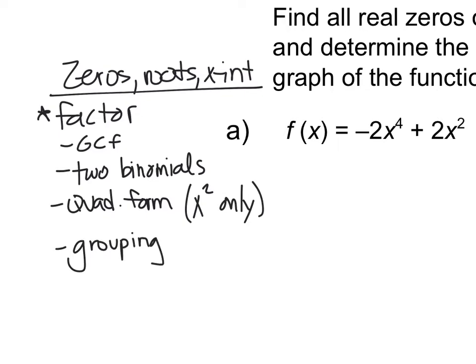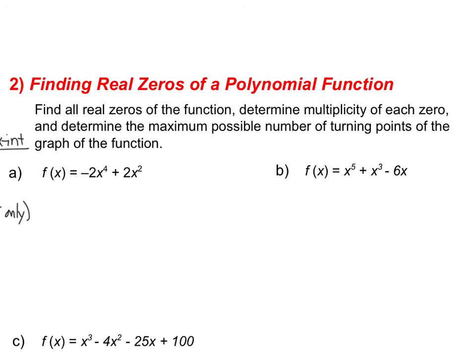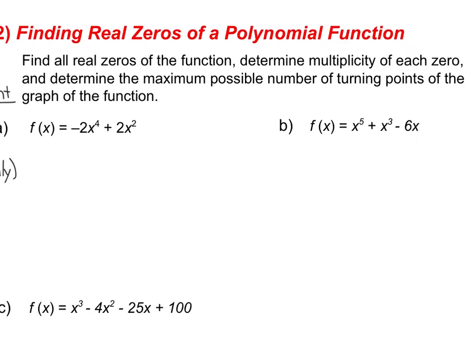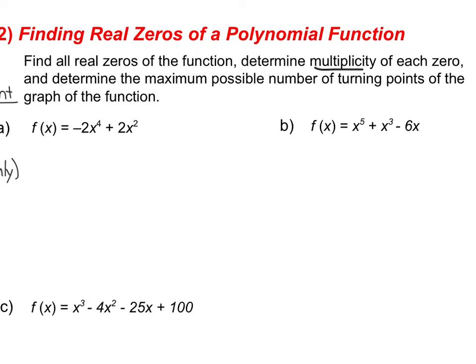So here's some examples. Let's read through the directions. Find all real zeros of the function. Determine the multiplicity of each zero. So how many times is that number a 0? And determine the maximum possible number of turning points of the graph. So let's just go through those as we solve here.